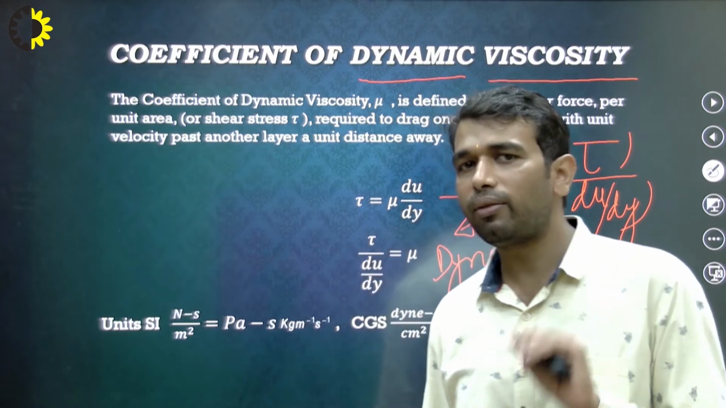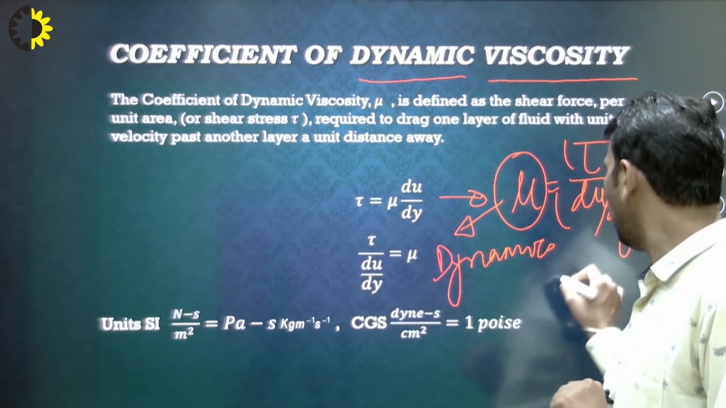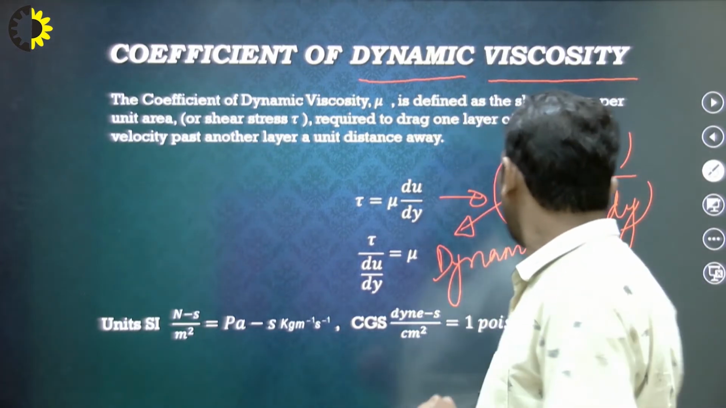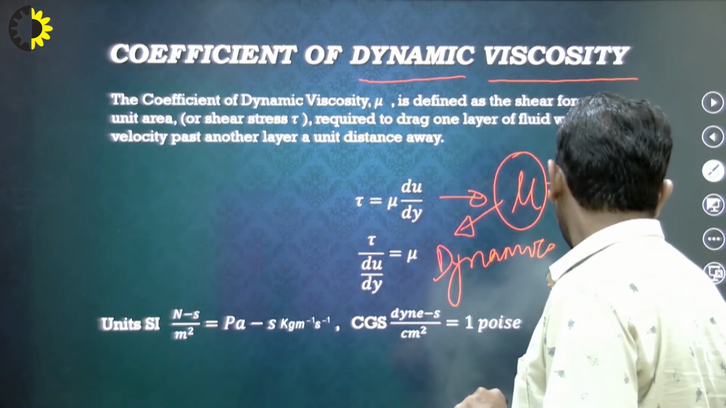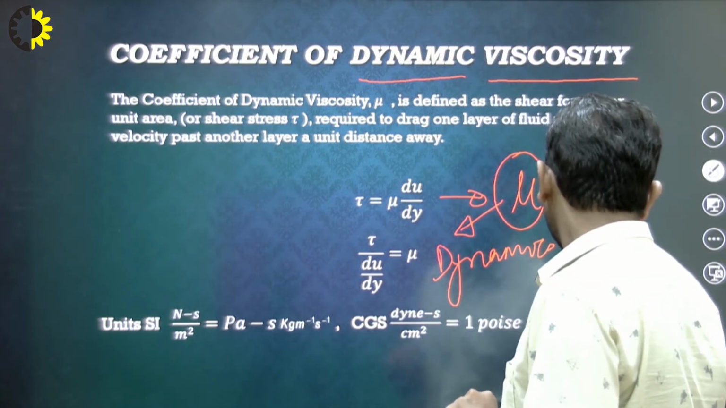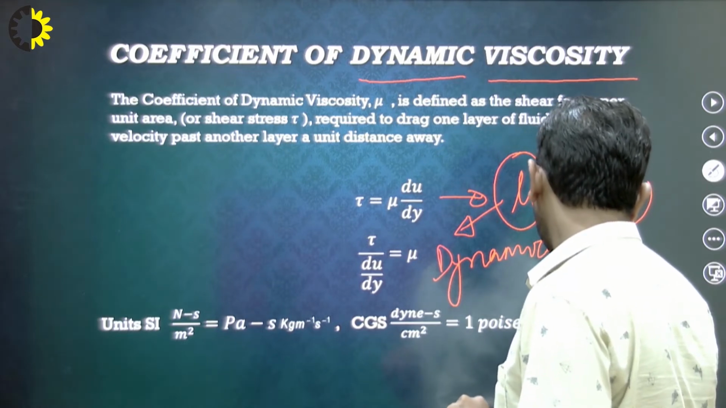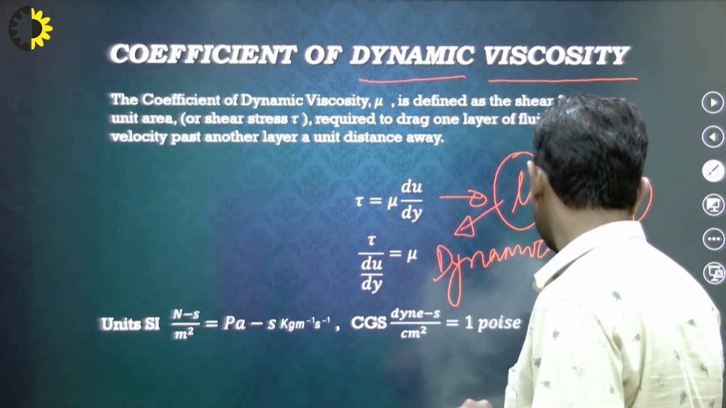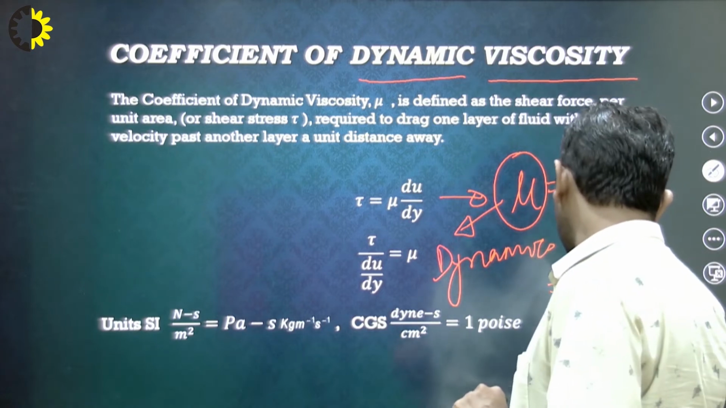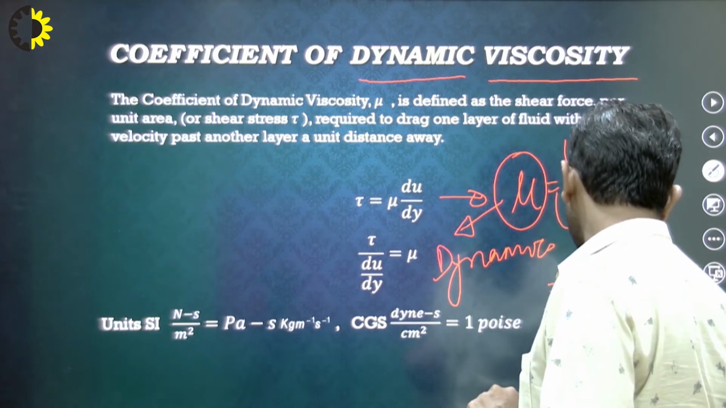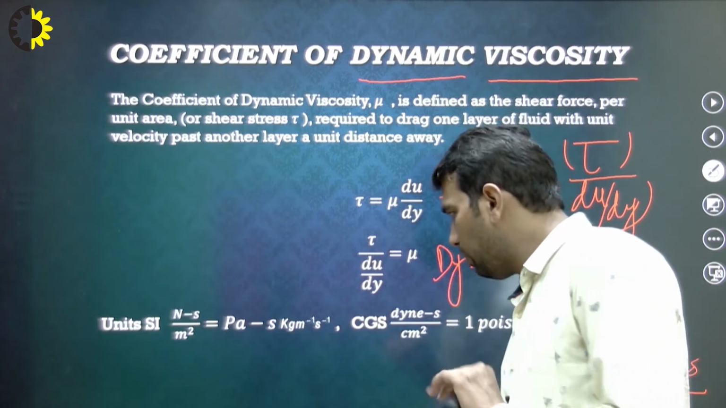So what is the unit of dynamic viscosity? You can have a look. What is the unit of shear stress? That is Newton per meter square. What is the unit of velocity? That is meter per second. And what is the unit of the vertical distance? That is meter. So that is Newton second per meter square. We also call it Pascal second. We have seen these units in the previous lecture.